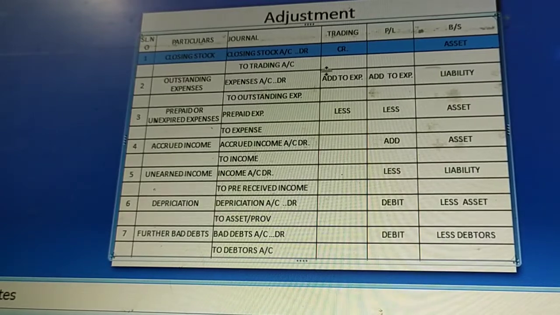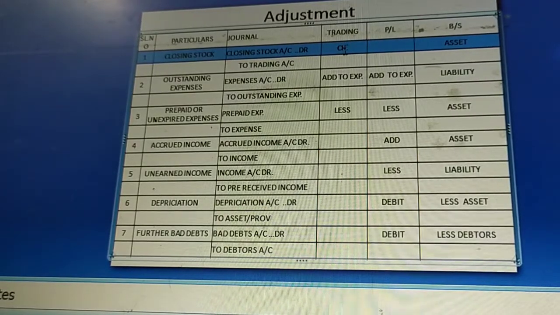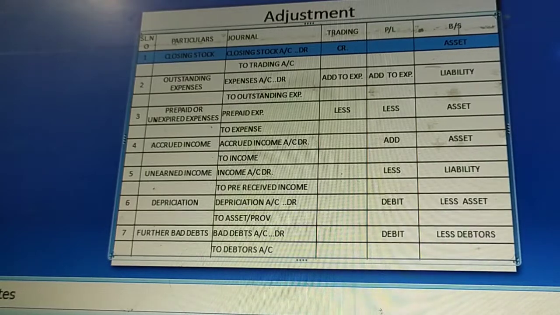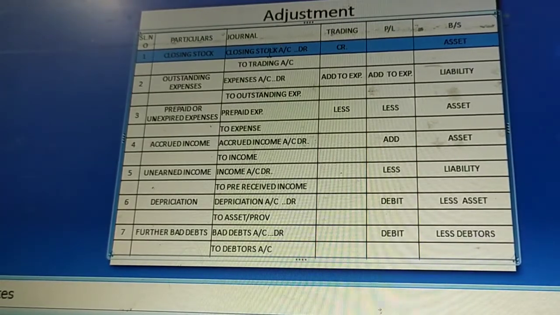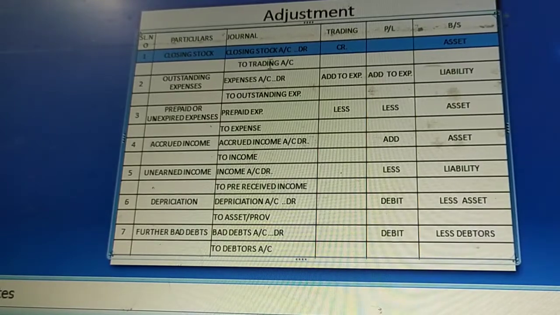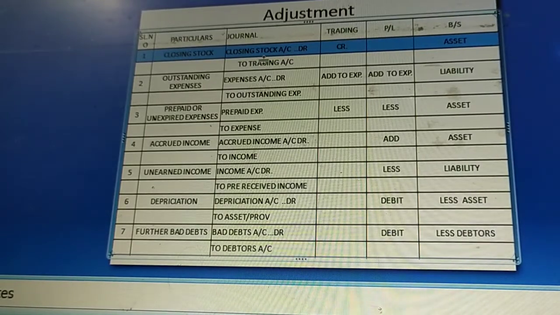The closing stock will be credited in the trading account and it will be shown in the balance sheet under assets. And the journal entry is closing stock account debit to trading account. Let's see this on the board, how it happens.